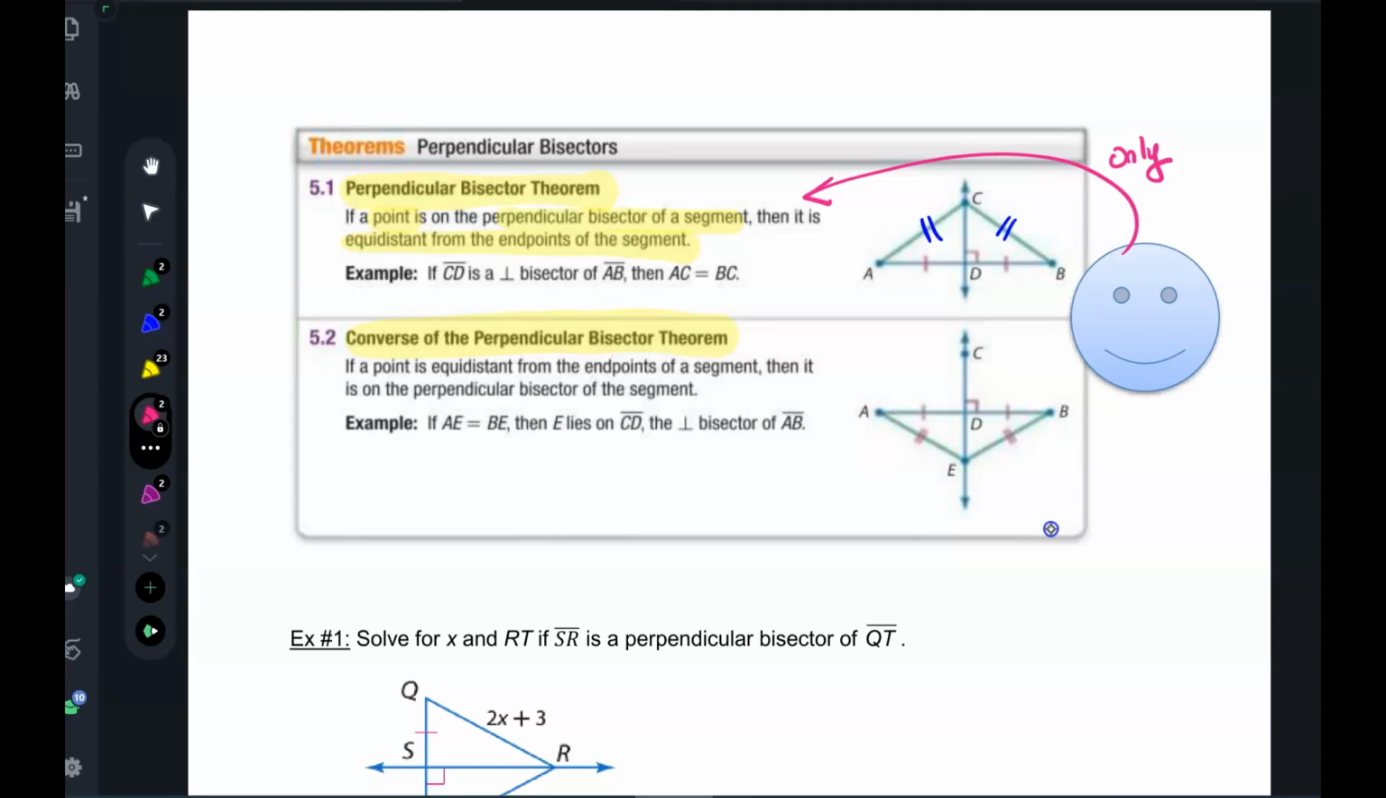Now, we will have some proofs second semester, but not nearly as many as we had first semester. Is it always an isosceles triangle? If it's a perpendicular bisector, yeah.